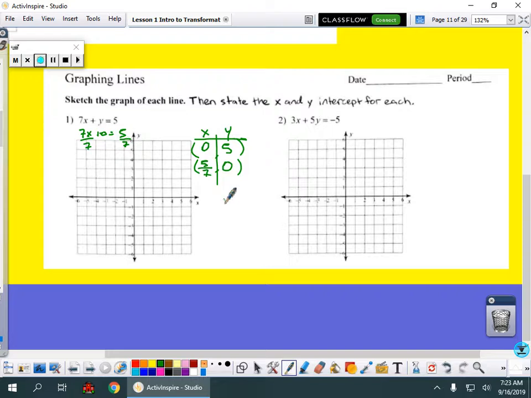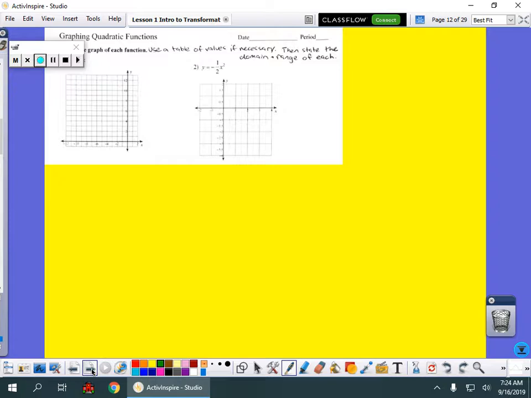Woo! Okay, that's a little tricky. But we're going to say 0, 1, 2, 3, 4, 5, and 5/7, 0. 5/7 would be almost 1 right here. Now, if somebody else has another way of graphing those quickly, please share with the class. That'd be awesome. All right.